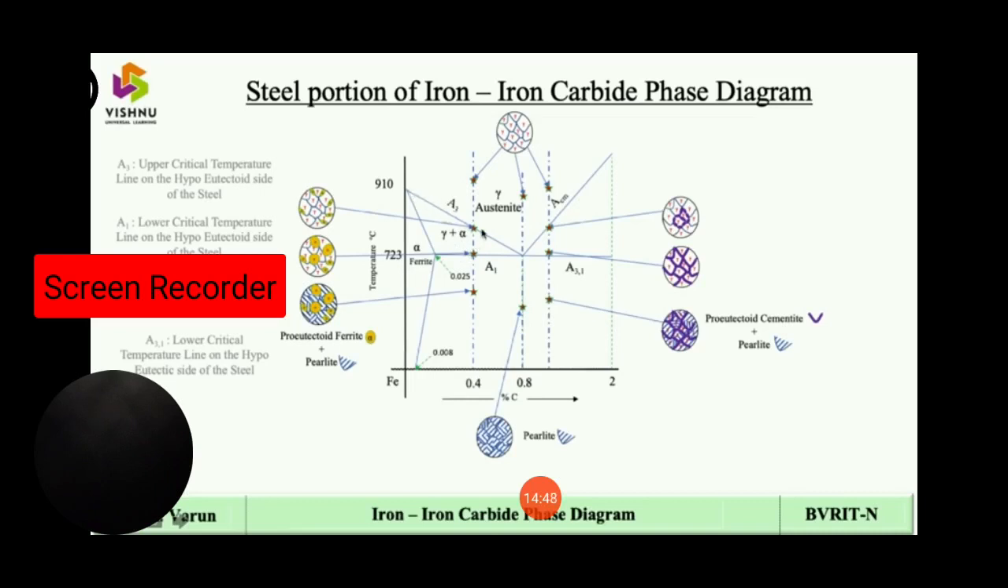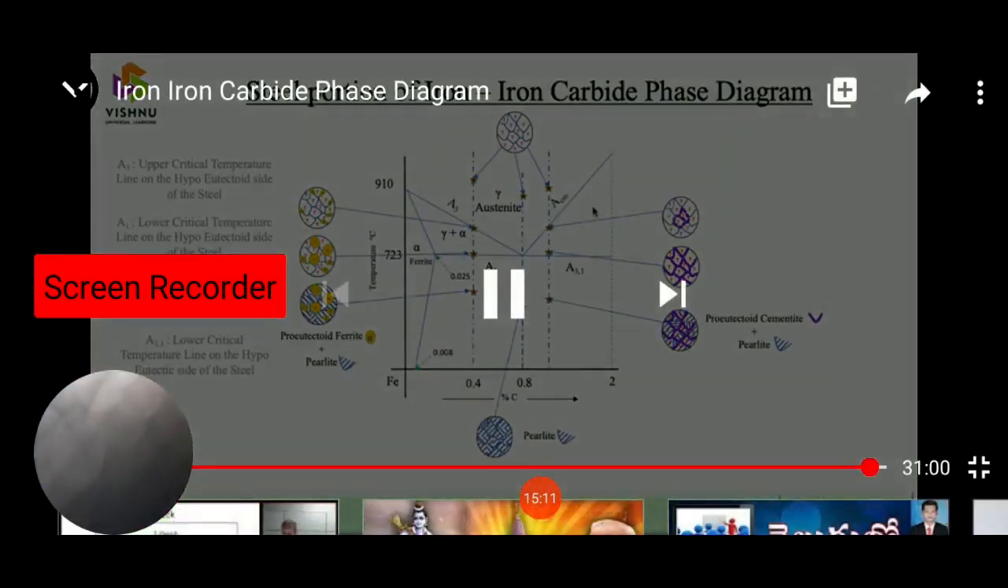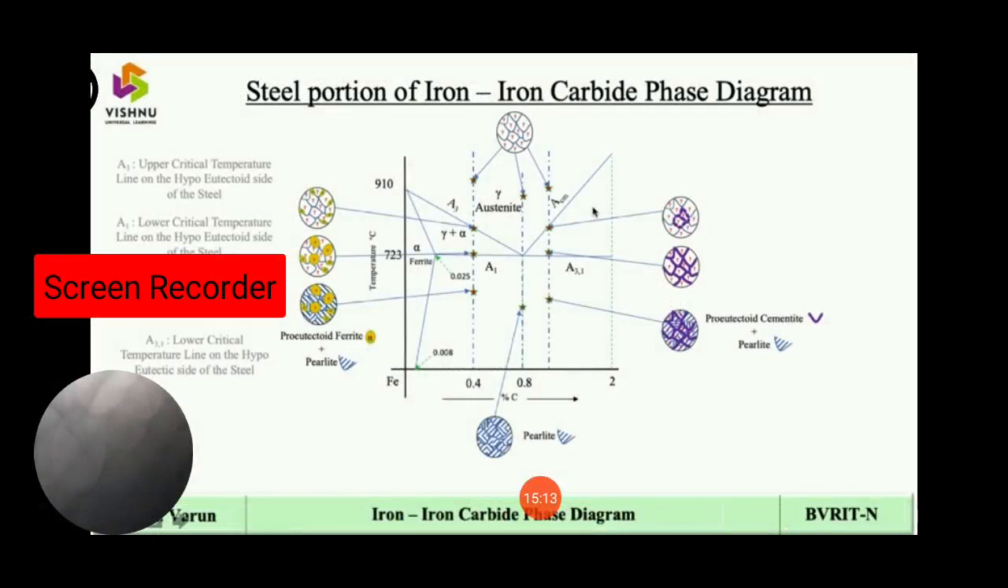So this line represents the allotropic change, which is the upper critical temperature line on the hypoeutectoid side of the steel, whereas this line ACM represents the saturation limit of carbon in austenite. Above this line there is unsaturated carbon, and as it cools, at this line it becomes saturated, and below that any supersaturated carbon will come out as a precipitate and form proeutectoid cementite.